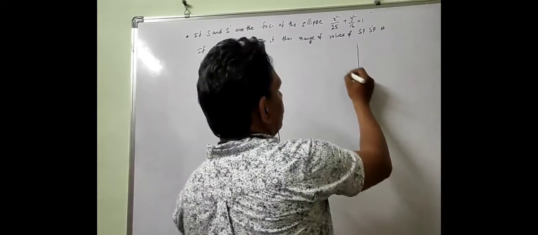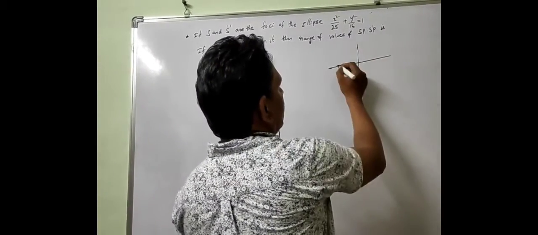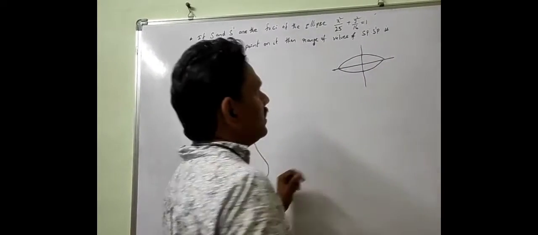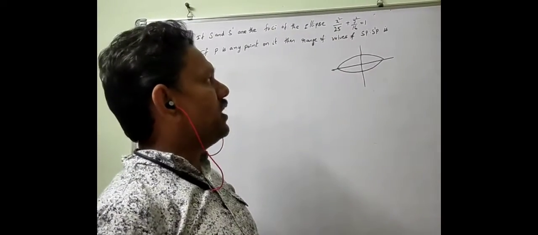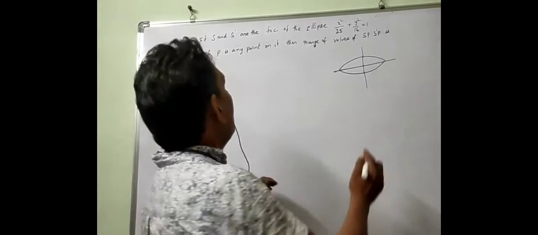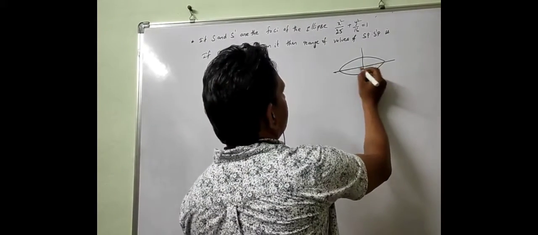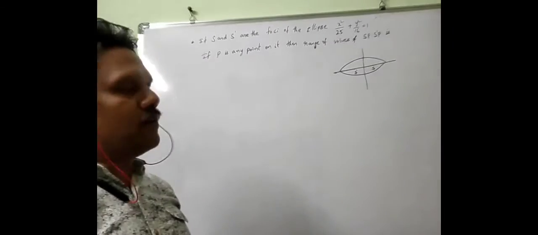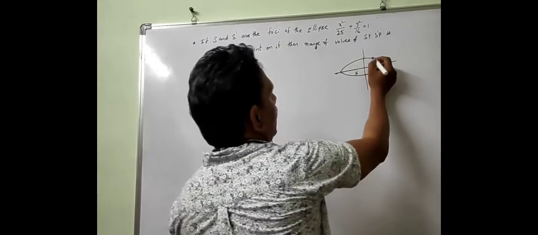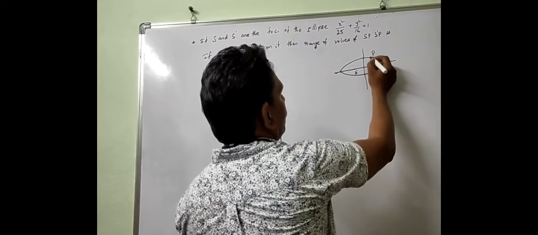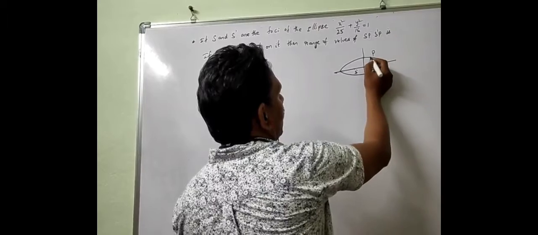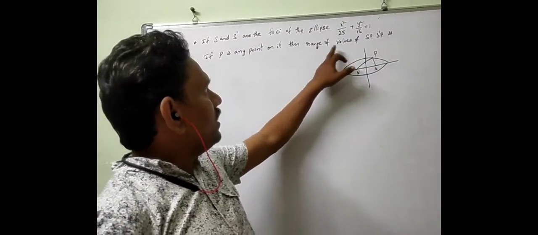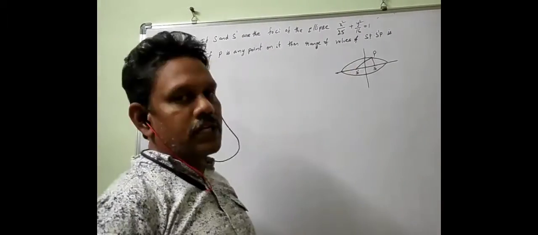So here, what has he given? One ellipse, in standard form: x square by 25 plus y square by 16 is equal to 1. And S and S dash are given as the foci of the ellipse. If you take any point P on the ellipse, find the distance from S to P, and similarly the distance from S dash to P, then we have to find the range of values of SP into S dash P.